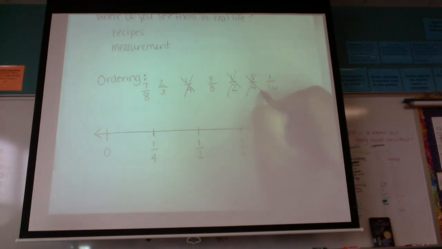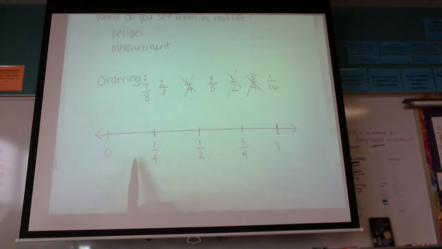And I'm left with 1/16. Think about where 1/16 is going to go. I know that's less than a half, 8/16 would be. Now I need to figure out, it's going to be somewhere in here, but is it going to be in between 0 and a 4th, or between a 4th and a half? 1/16 is going to be way at the beginning. It's missing 15 pieces to get to that whole.